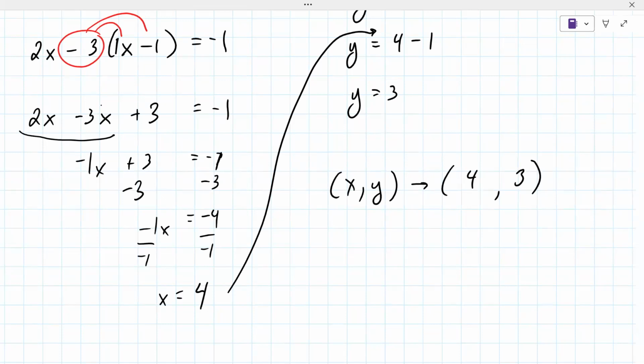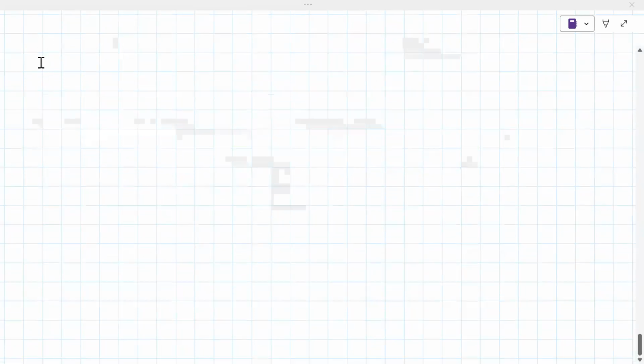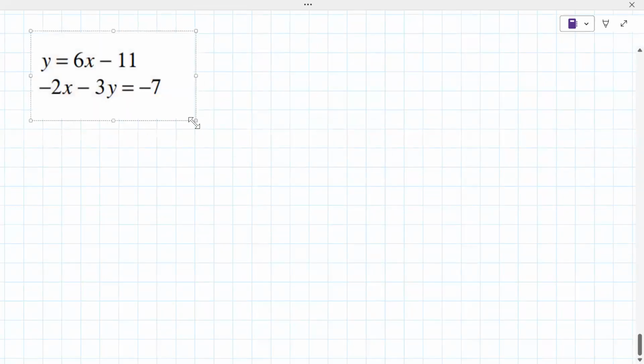Okay. So this one is really, really similar. Solved exactly the same way. Go ahead and give this a try and let me know what you come up with. You're going to solve for x first this time, but just like you did in the previous problem.